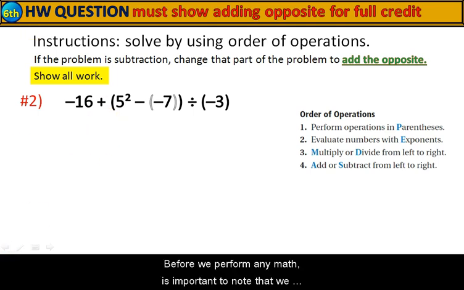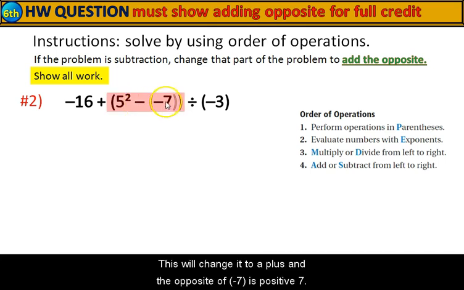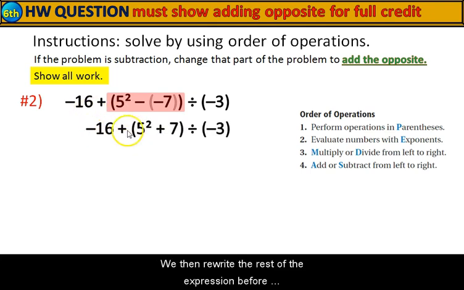Before we perform any math, it is important to note that we must change subtraction to add the opposite to make it more simplistic, allowing us to follow the rules for adding integers. In this case, we have a minus negative 7. This will change it to a plus, and the opposite of negative 7 is positive 7. We then rewrite the rest of the expression before we begin work.